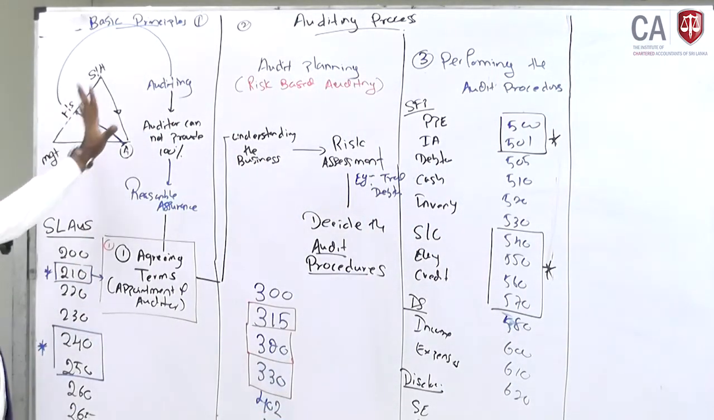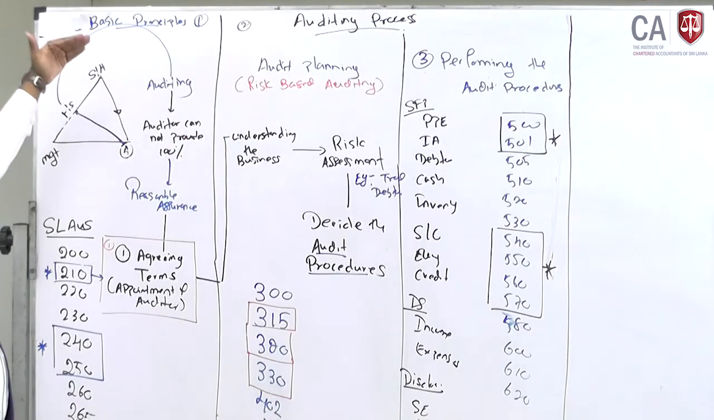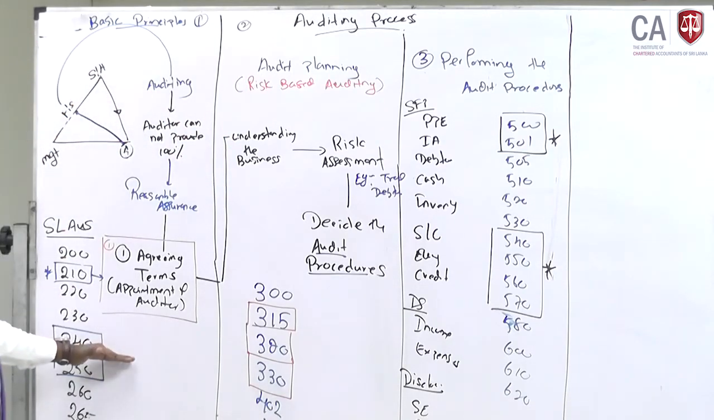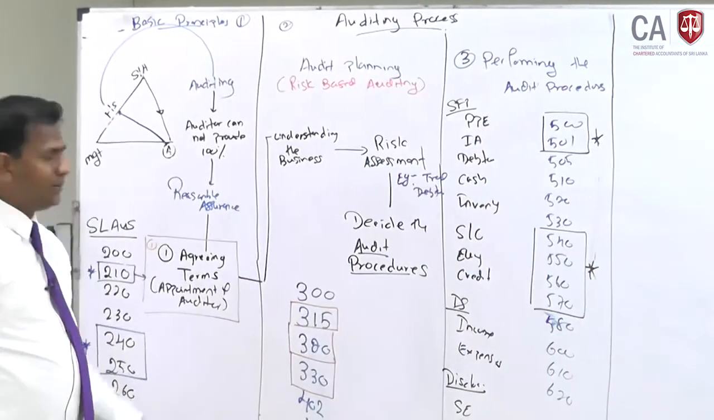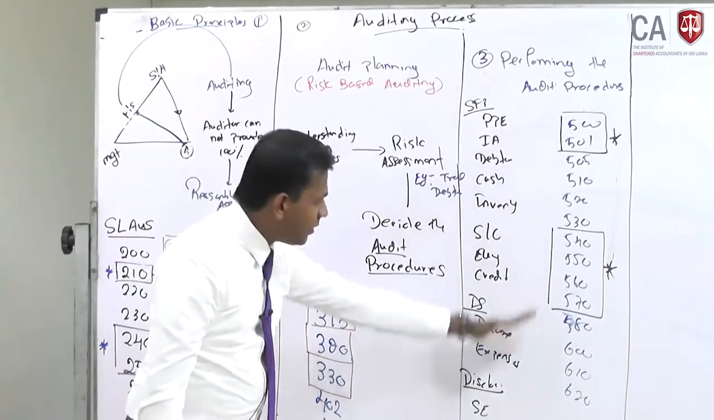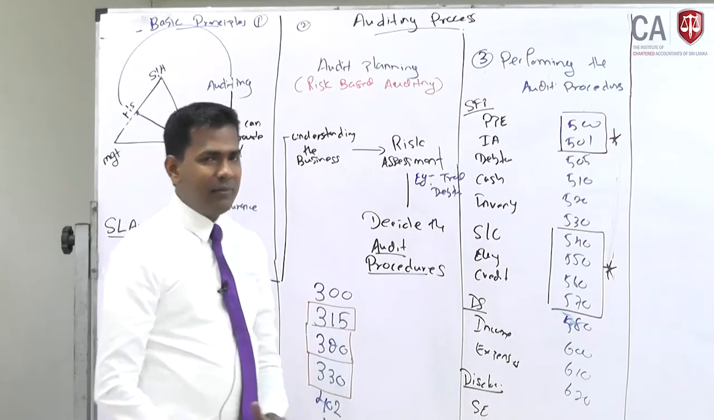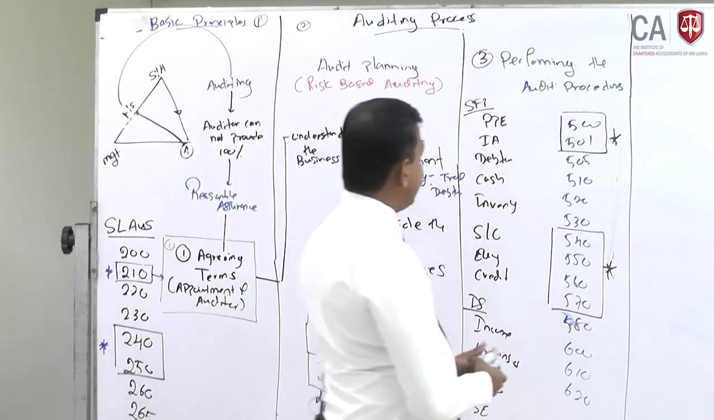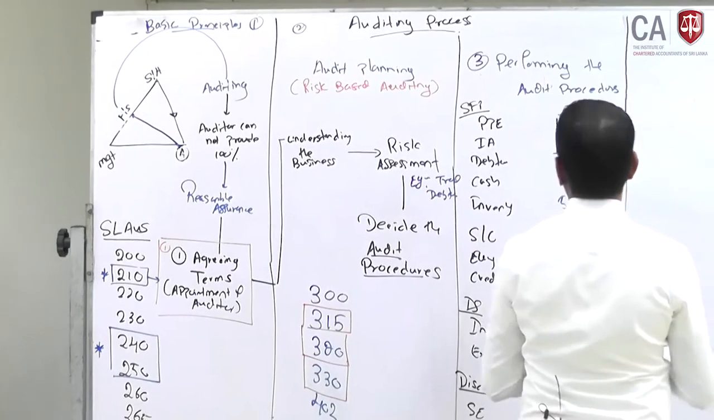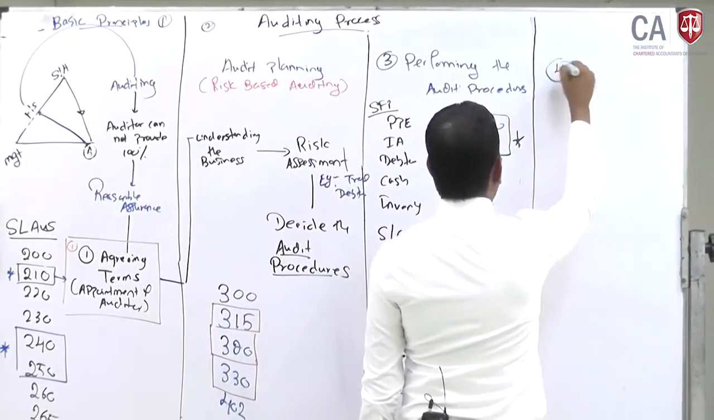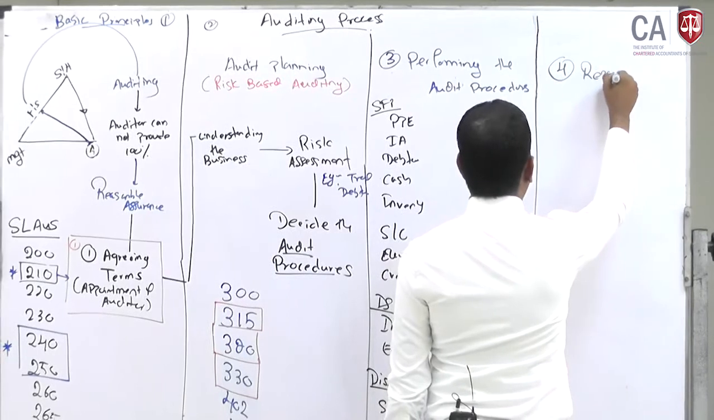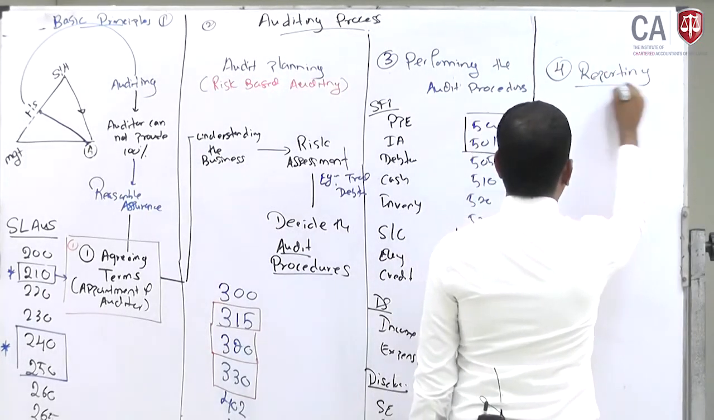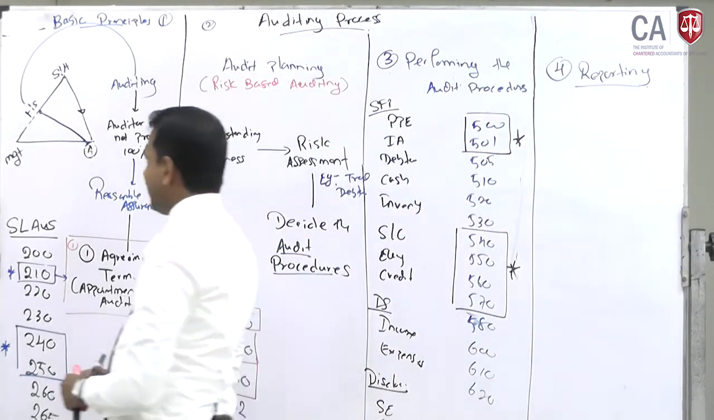So now we have completed the three steps. One is basic principles, then the audit planning standards, then we came to performing audit procedures. I am going a bit more in a practical way, right? Then the last one is audit reporting. So what's going to happen here?